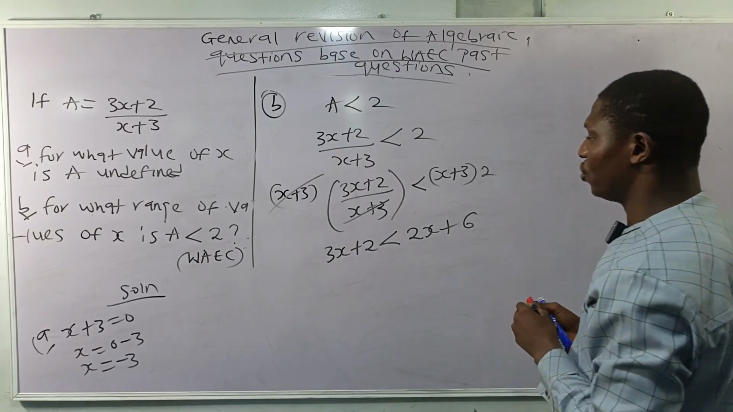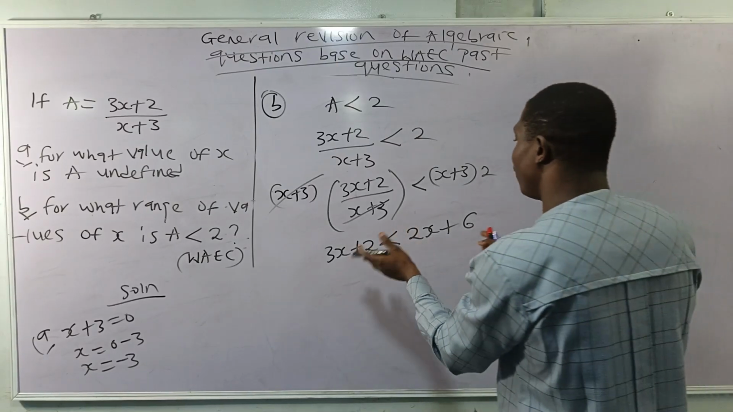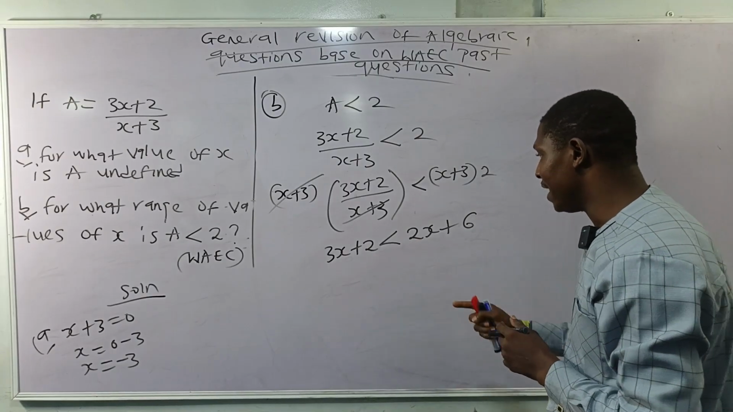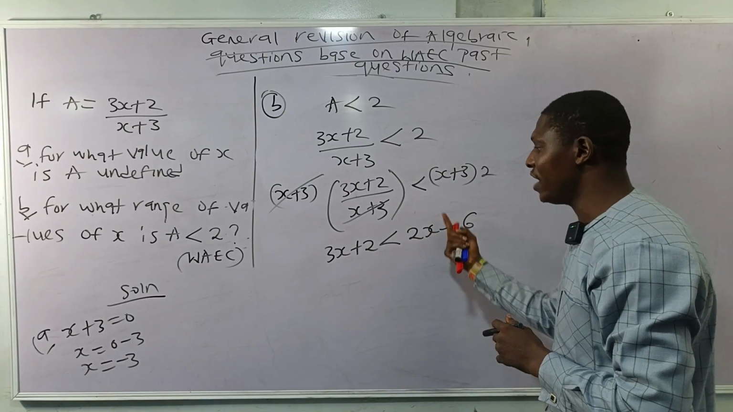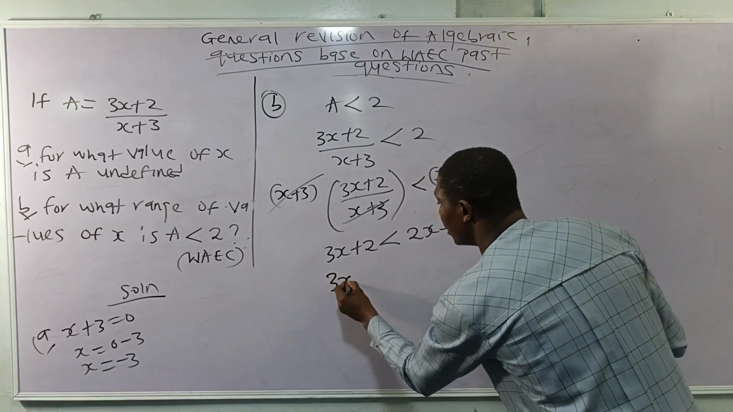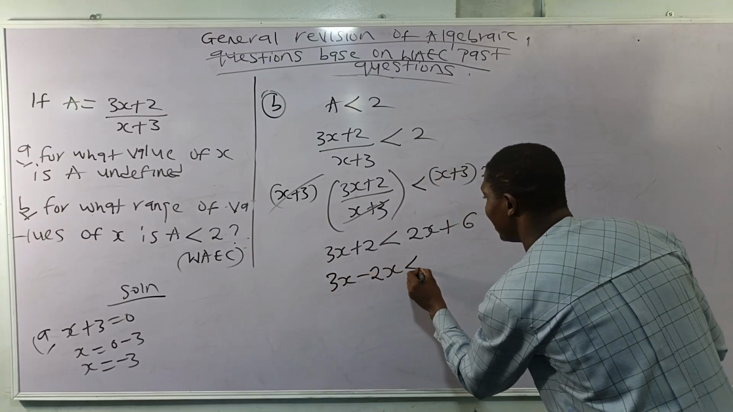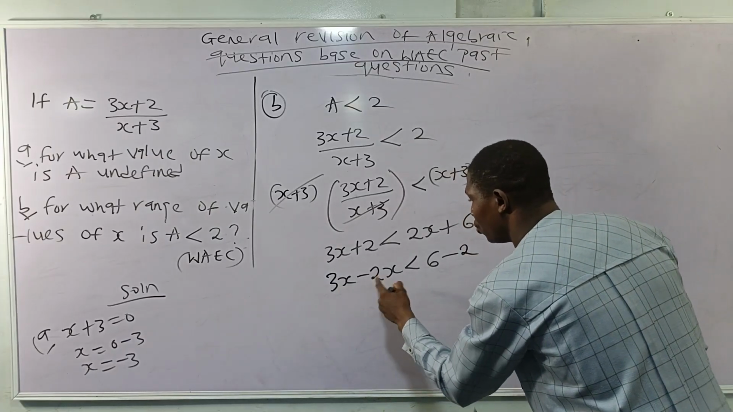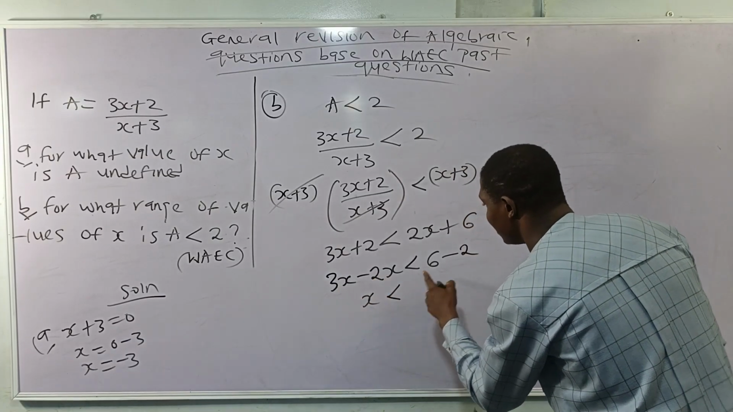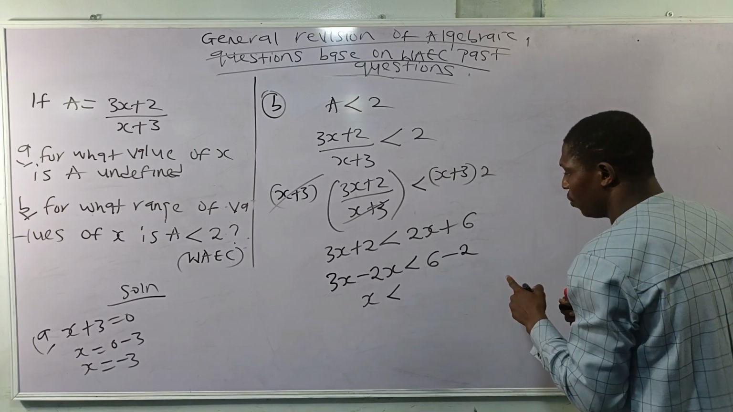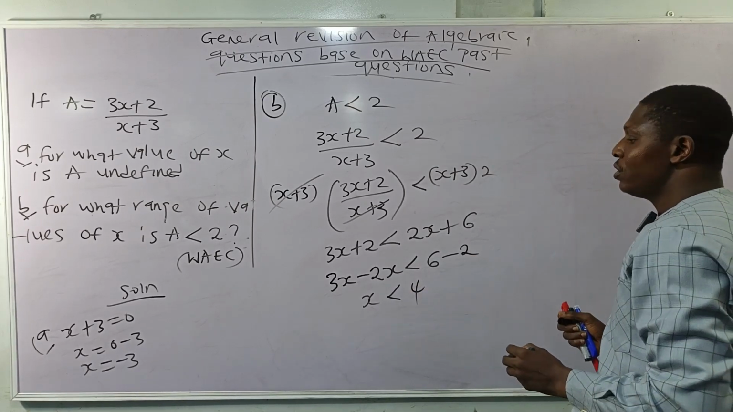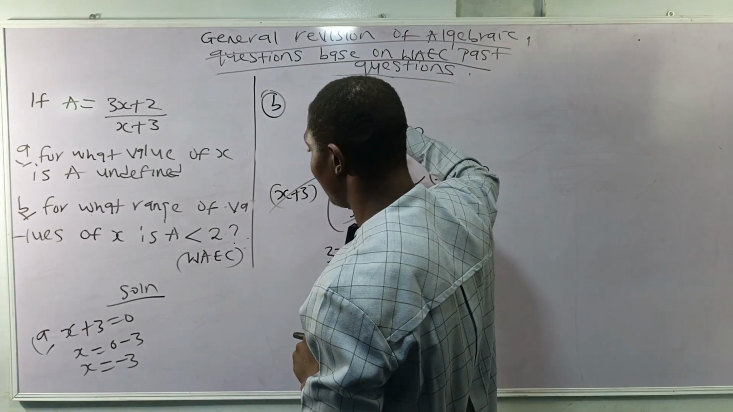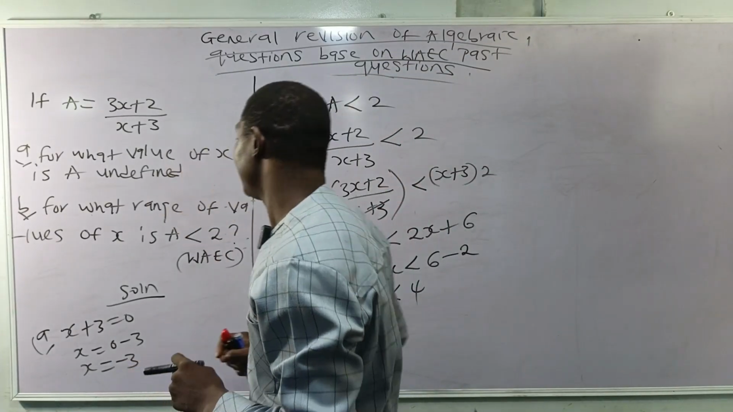Now, if it was an equality sign, I can move my x to any side. But since it's an inequality sign, I must move my 2x to the other side, giving me 3x minus 2x less than 6 minus 2. And 3x minus 2x will give me x to be less than 6 minus 2, which will give me 4.